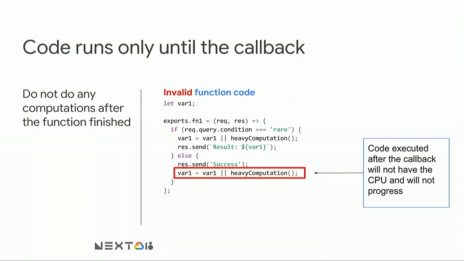When you apply this kind of optimization, please be mindful that the function runs only until the callback is called. If you try to execute something after it's called, there will be no CPU actually to do that, and the code will not progress. So it may be tempting to write code that sends the result to the user and then does some computations to optimize for subsequent invocations. But don't do that, it will not work.